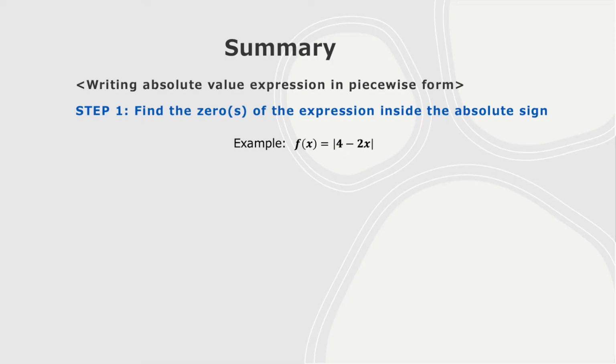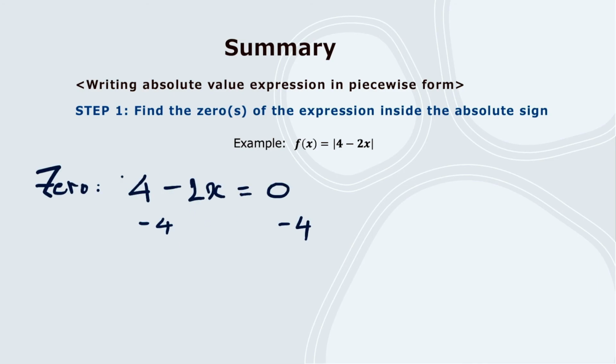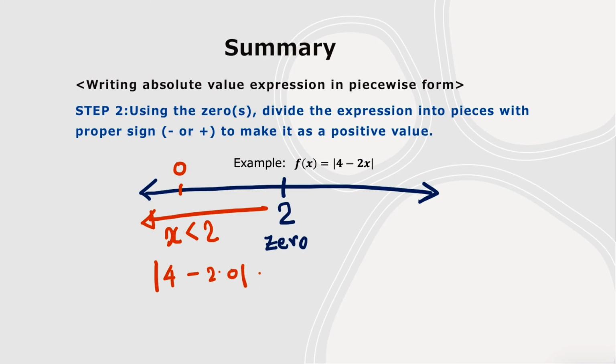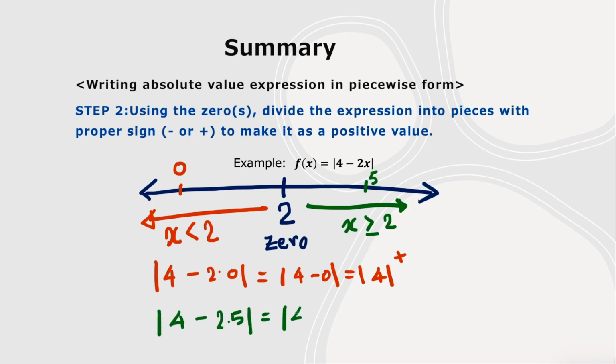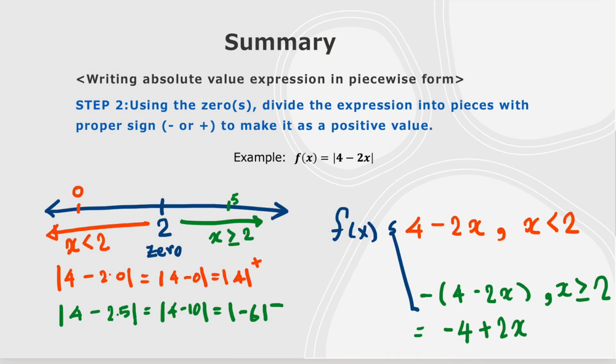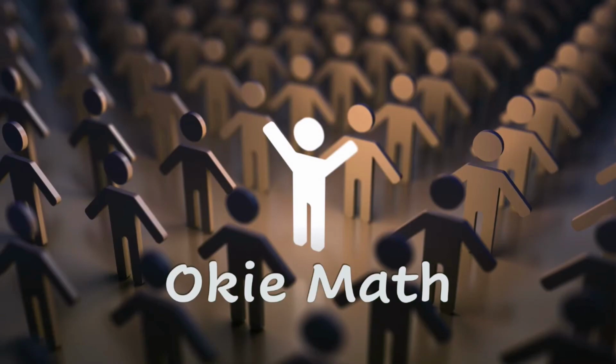Here is a summary. Today we learned new steps to follow when writing an absolute value function into piecewise form. Step number 1, find the zero of the expression inside the absolute sign. Step number 2, using the zero or zeros, divide the expression into pieces. Take out the expression from the absolute sign with the proper sign, such as a negative sign if necessary, to make it a positive value.